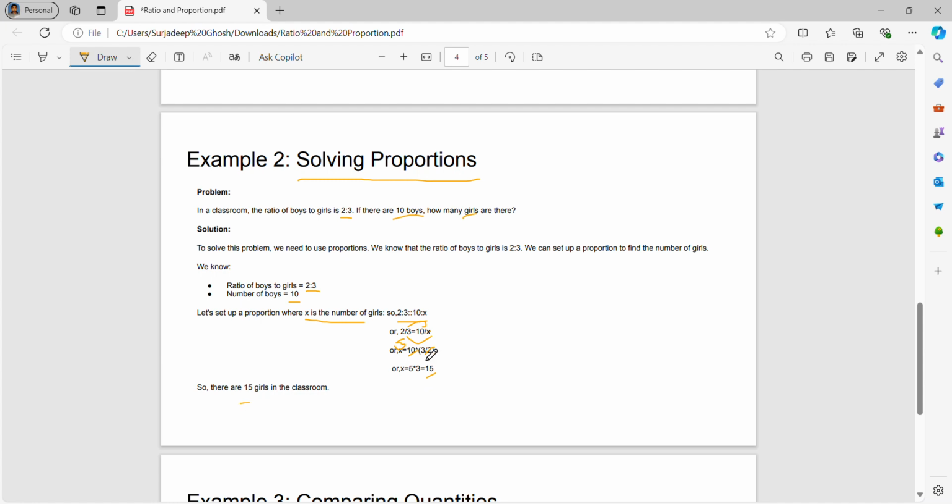Now I think you can understand the proportion also. In the question you can see the girls and boys ratio is 2 is to 3. The number of boys given is 10. So it is a proportion: 2 is to 3 equals 10 is to x. Now you can go a different way. 15 girls are there, so you can say 2 is to 3 is proportional to 10 is to 15. You can say 10 is to 15 also 2 is to 3. So now you can understand the proportion, I guess.